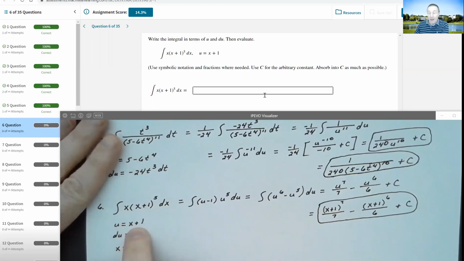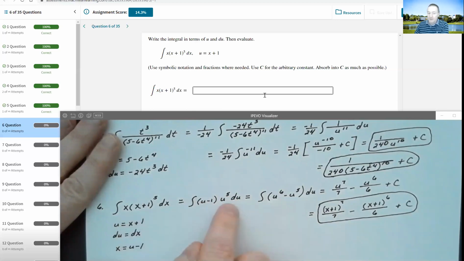Then as soon as I realize u is x plus 1, I can say du is going to be dx. Now I'm going to have an x in there that doesn't get canceled with a substitution, so I would have to account for that. If u is x plus 1, then solve for x and say x is going to equal u minus 1. Now I go back into my problem. X, I replace it with u minus 1. X plus 1, I replace with u, so I have u minus 1 times u to the 5th du.